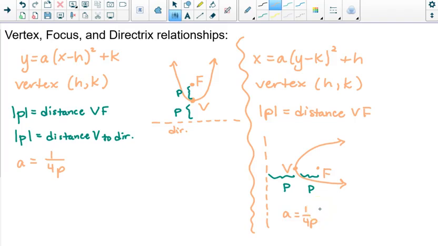Remember, if we go back to the up and down parabola, if A is greater than 0, it opens up. So that means if P is greater than 0, it opens up. If P is less than 0, it opens down. And for the one that opens right or left, if A is greater than 0, it opens right. So if P is greater than 0, it opens right. And if P is less than 0, it opens left.